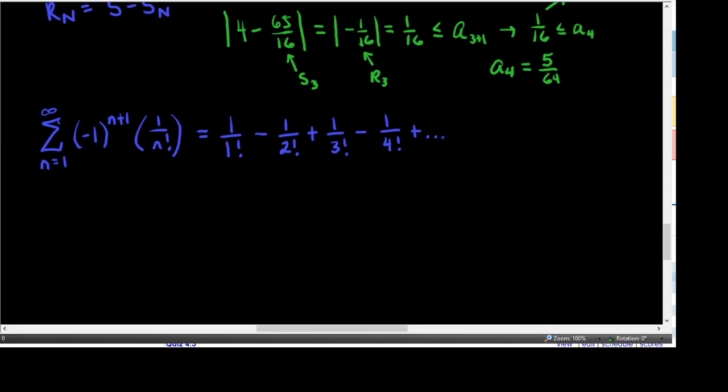So, let's see if it converges. It's definitely alternating, so we'll write that down, which indicates that that's the test we're using.